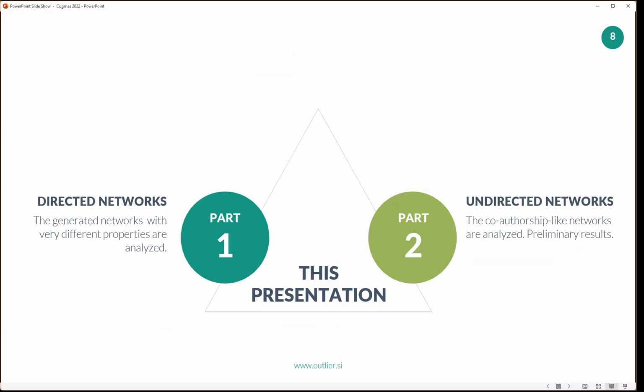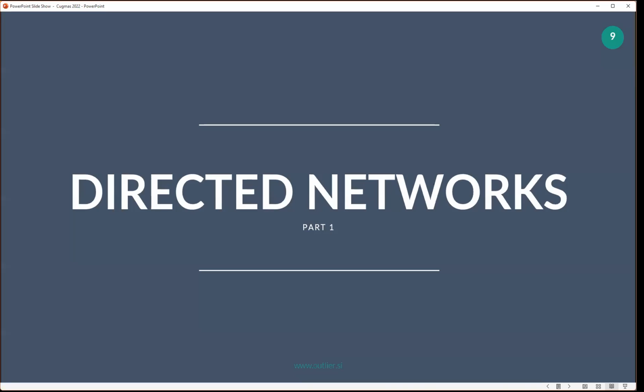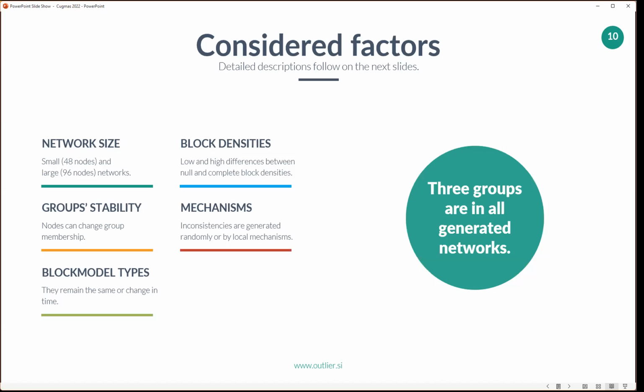So my presentation is divided into 2 parts. In the first part, we will take a look at directed networks. And in the second part, we will take a look at simulations for undirected networks. In this part, we were trying to generate the networks so that they would look like co-authorship-like networks. And this second part is still in work. So I will present some preliminary results. So let me begin with these directed networks.